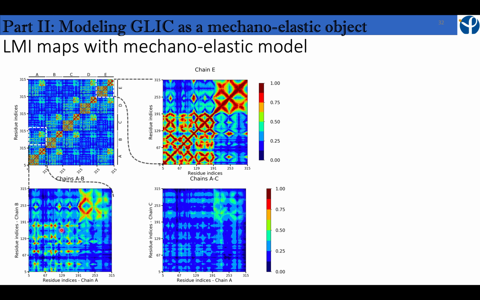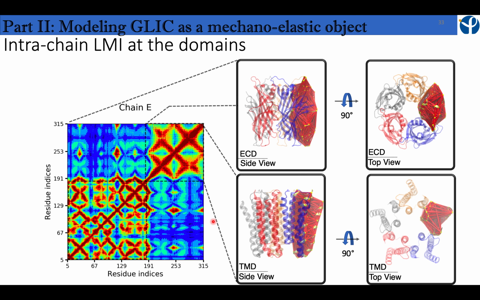Chains AB, this is part of chain AB again. But if they are not neighbors, like chains AC, yes, still we can see some correlations, but the correlations are quite low. So here I am showing some details. We projected the correlations onto the protein structure, and as you can see, on the ECD level, this part is projected onto the protein structure.